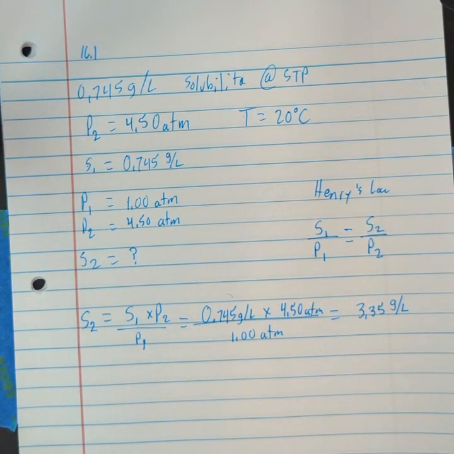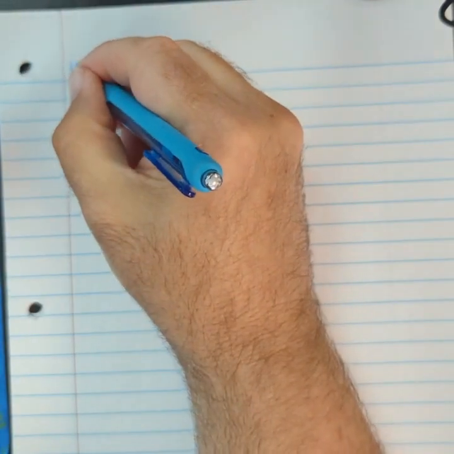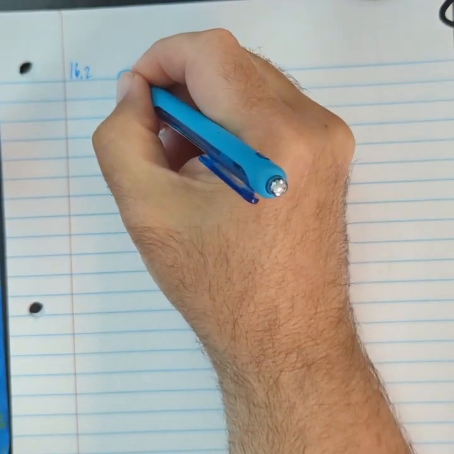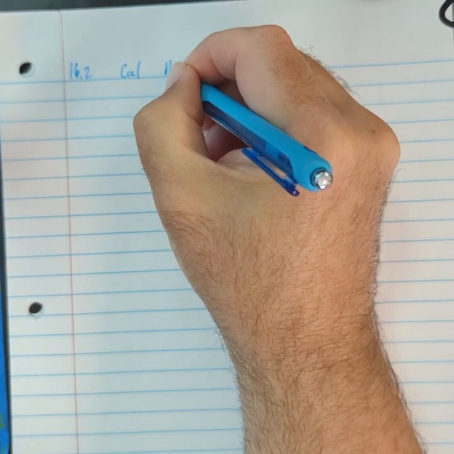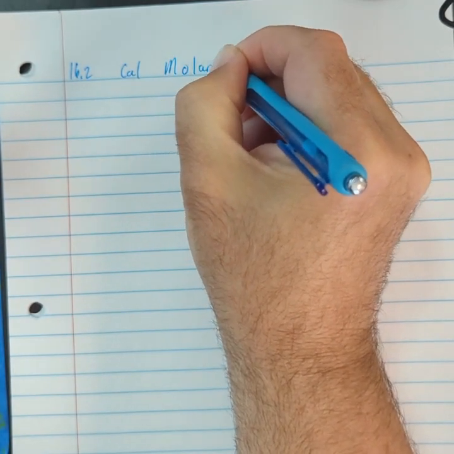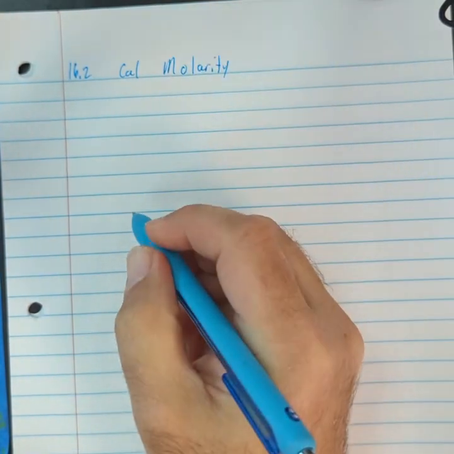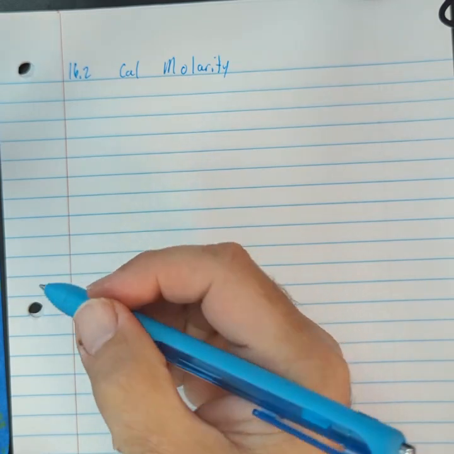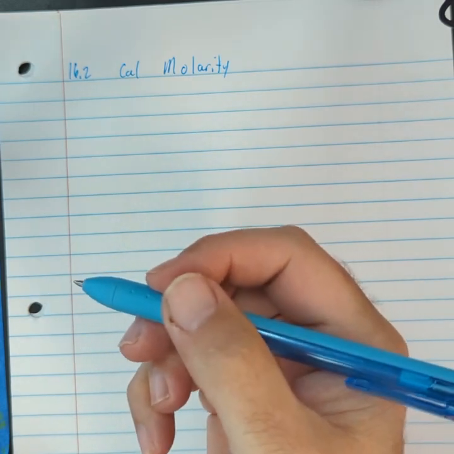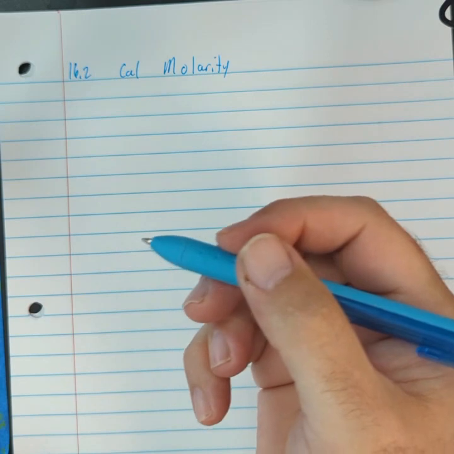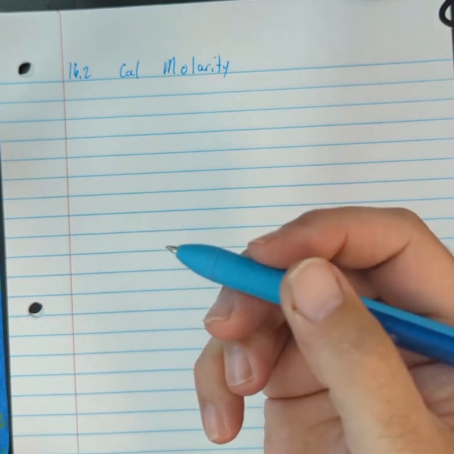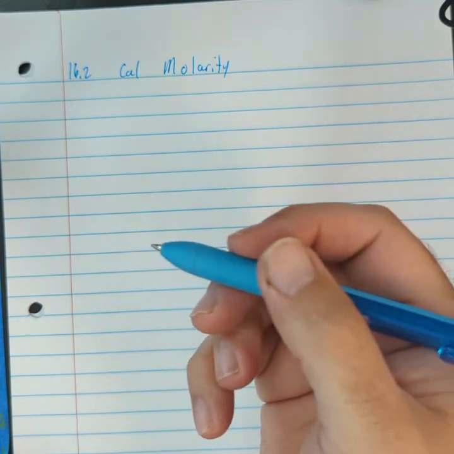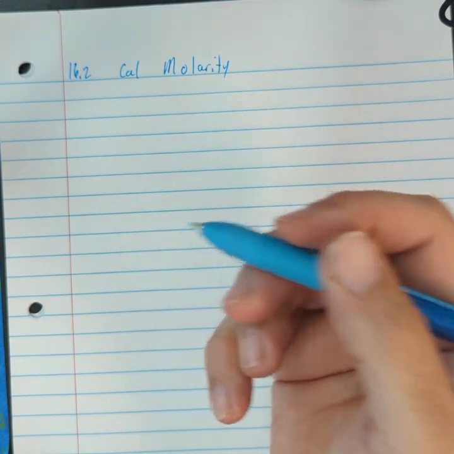All right. So this is 16.2. This is calculating molarity. A solution is prepared by dissolving 42.23 grams of NH4Cl into enough water to make 500 milliliters of solution. Calculate the molarity.